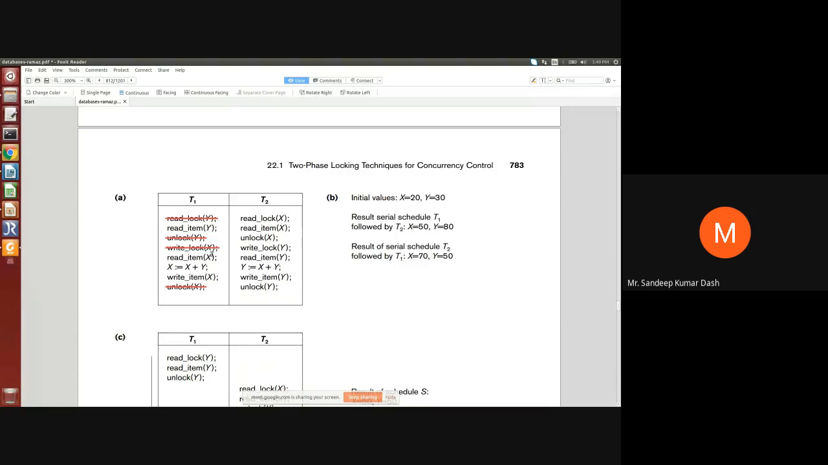Only thing is that you are reading the data item X, the data item Y, reading the data item X, then adding them, storing onto X, then writing the data item X onto the database. Yes or no? There are no unlock and lock statements.